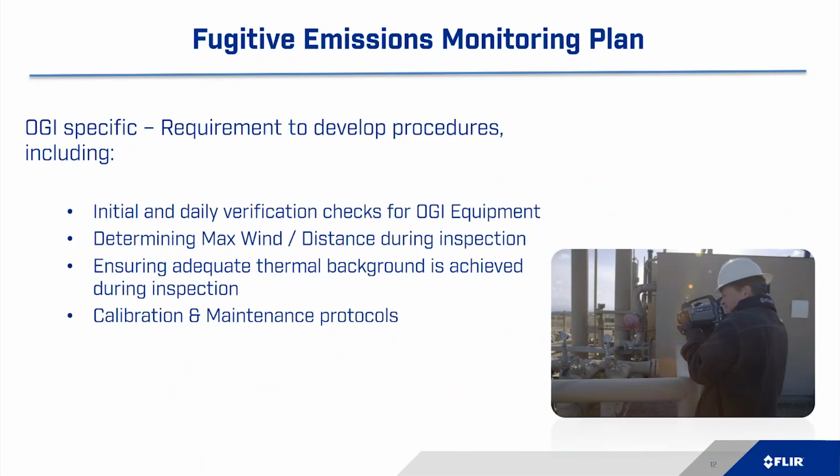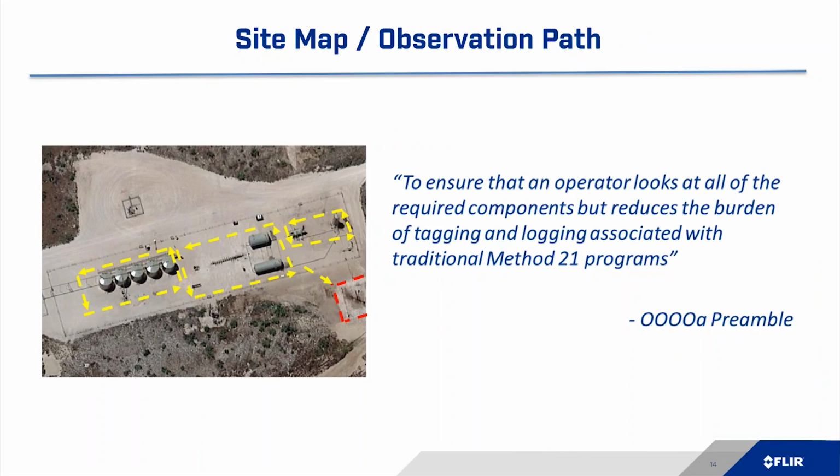So also digging into the fugitive emissions monitoring plan requirements, four of the probably the biggest things that we feel like FLIR can offer some insight into from our perspective is probably the four biggest requirements for these monitoring plans: requirements for processes to define initial and daily verification checks for the equipment you're using for optical gas imaging. Also determining max wind and distance during inspections, ensuring adequate thermal background is achieved during inspection, as well as calibration and maintenance protocols. We'll talk about that here in the next couple of slides as well.